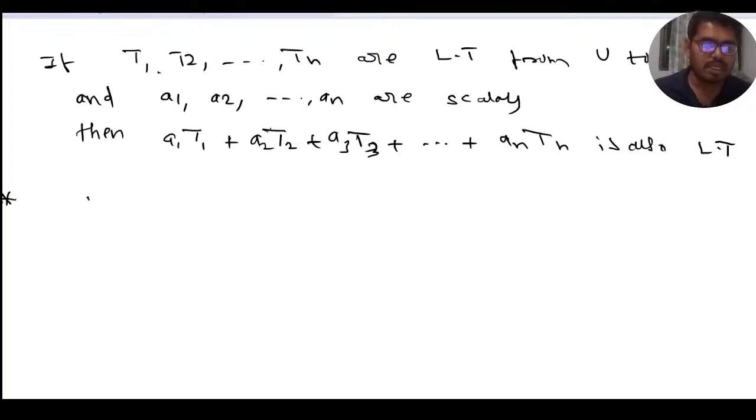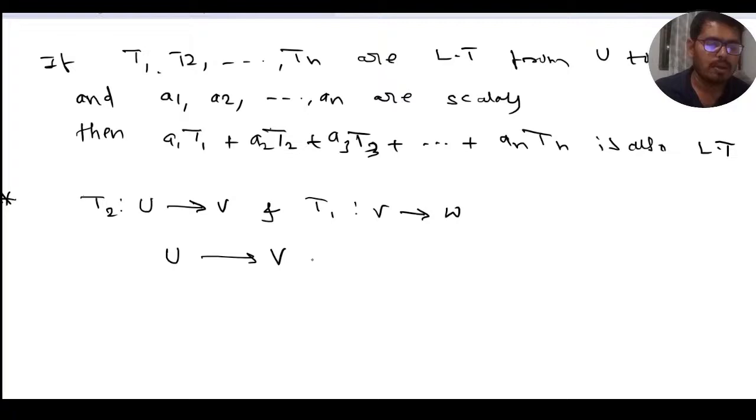What about T1 into T2? Here, the composition of two linear transformations is a linear transformation. For that, first of all, we take T2 defined from U to V, and T1 is defined from V to W, because here U, V, W are vector spaces over the same field F.